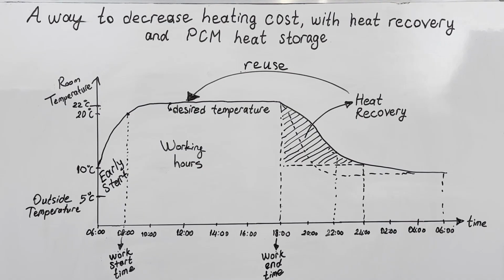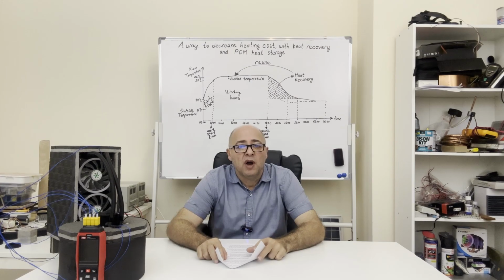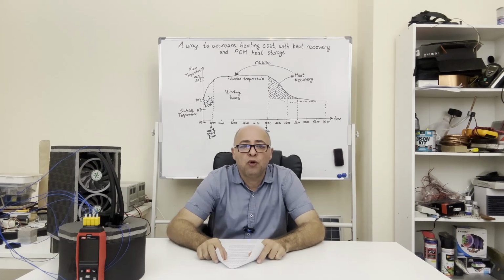Now let's think of offices or workplaces. Work starts at 8 a.m. in the morning and ends at 6 p.m. in the evening. The heating system also starts heating a few hours before 8 a.m. and when the employees arrive, the comfort temperature is reached. When the heating is stopped in the evening, the temperature gradually drops due to the heat loss in the following 4 to 5 hours. This amount of decrease varies depending on the thermal insulation properties of the space and the outside air temperature.